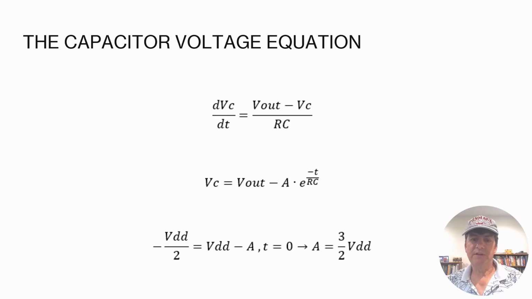Since the current entering the Vc node must equal the current leaving the node, the voltage equation shown on the slide can be derived. This equation is a linear first-order differential equation and has a well-known solution, which is also shown on the slide. As seen from the solution, the voltage Vc starts at minus VDD over 2 at time t equals 0, and then approaches Vout equals VDD over time. In practice, it never actually reaches Vout equals VDD because Vc crosses the V minus threshold first, which causes the op-amp output to switch to a new value, minus VDD.